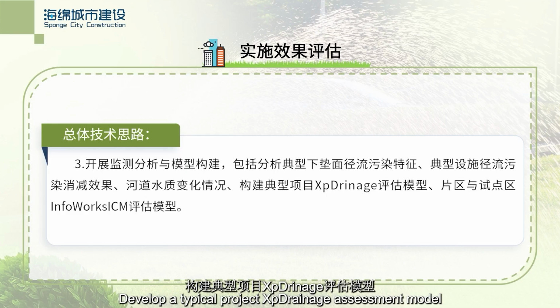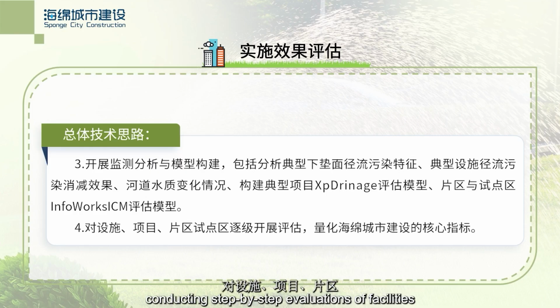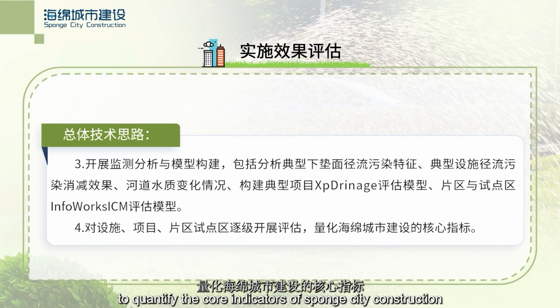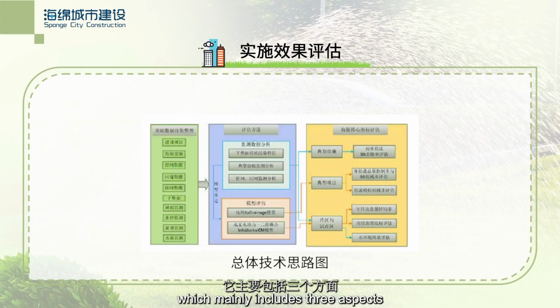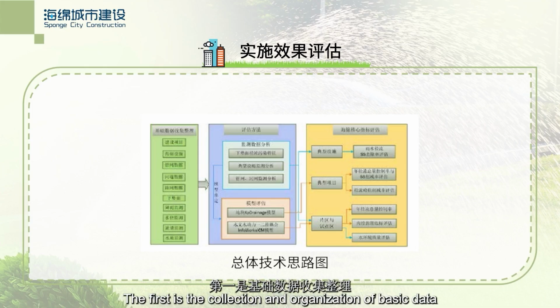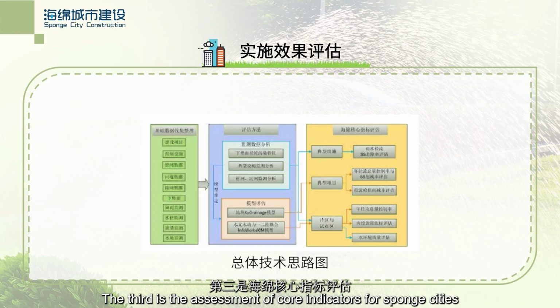Develop a typical Project XB drainage assessment model and an InfoWorks ICM assessment model for the area and pilot zones, conducting step-by-step evaluations of facilities, projects, and pilot zones to quantify the core indicators of sponge city construction. This diagram presents the overall technical approach, which mainly includes 3 aspects. The first is the collection and organization of basic data. The second is the evaluation methods. The third is the assessment of core indicators for sponge cities.